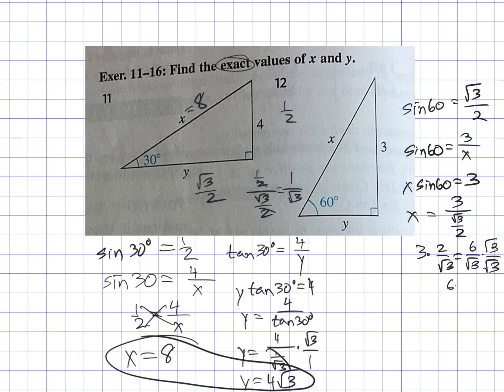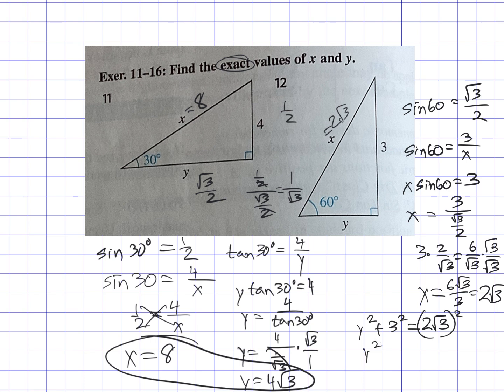Rationalize, and we get 6 square root of 3 over 3, which is 2 square root of 3. That's x. Now, the other thing you could do is use the Pythagorean theorem. So we could do that to get y. Y squared plus 3 squared equals 2 square root of 3 squared. You could also do tangent or cosine and figure this all out. But we're going to go ahead and just show you that the Pythagorean theorem works.